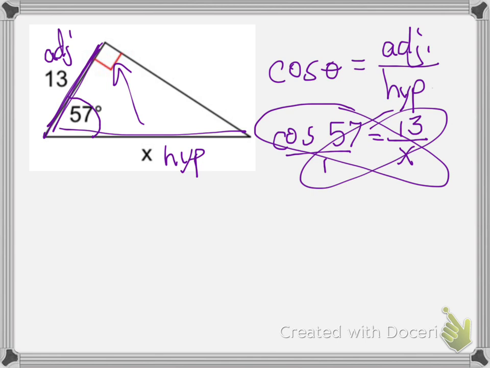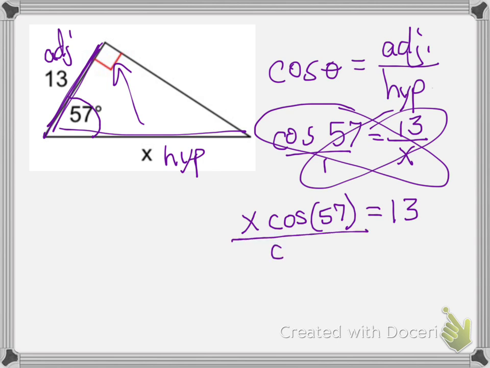So I'll go ahead and put this over 1 and then cross multiply. So x times cosine of 57 will just be x cosine of 57. 13 times 1 is 13. I want to get x by itself, so I'm going to have to divide both sides by cosine of 57. That cancels that out. And then in the calculator, when I type in 13 divided by cosine of 57 degrees, and then round my decimal to the nearest tenths, my answer will be 23.9.